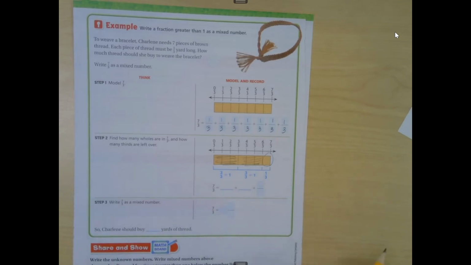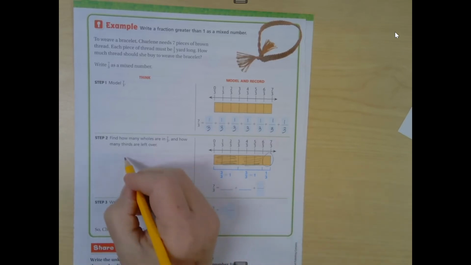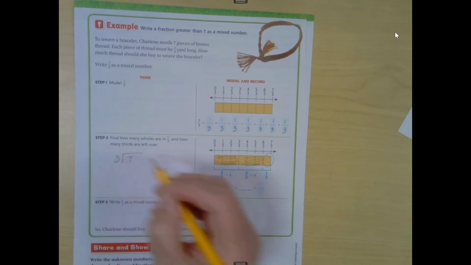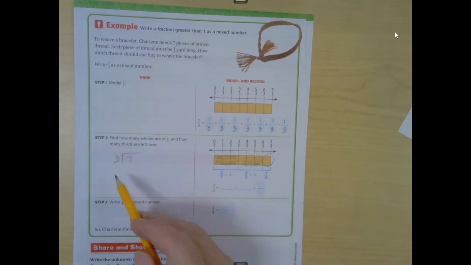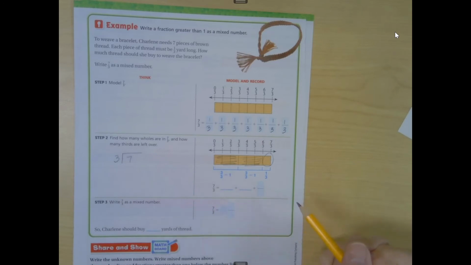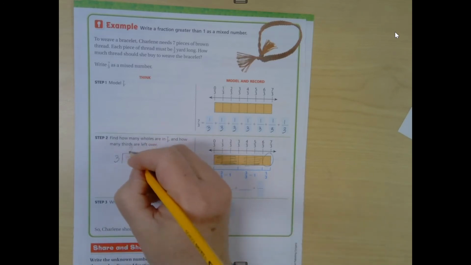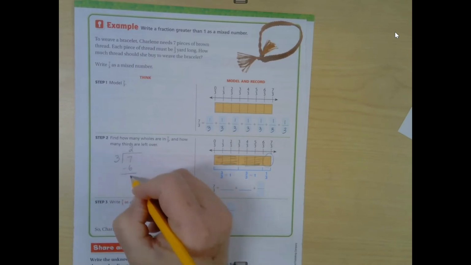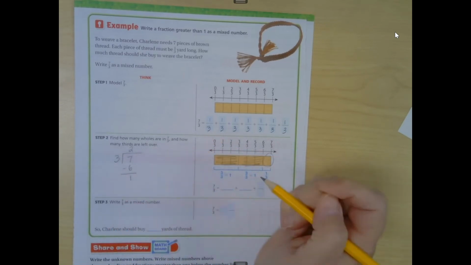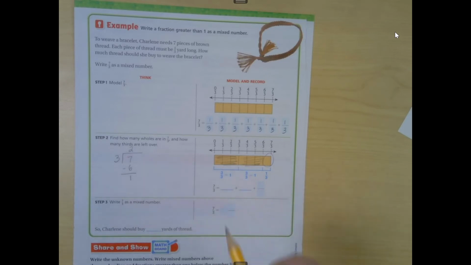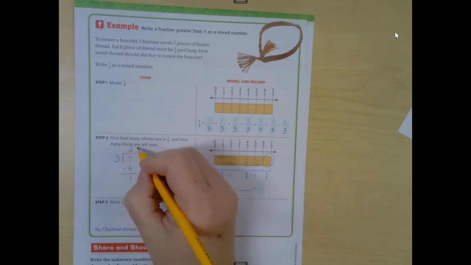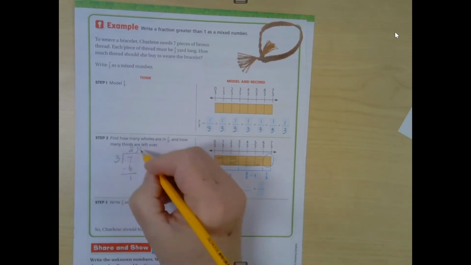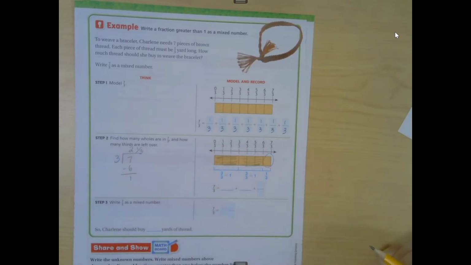I'm going to show you another way to do it. This is also 7 divided by 3. Okay, how many times will 3 go into 7? 2 times. 2 times 3 is 6. I subtract and I get a remainder of 1. But instead of writing R1, we're going to put that remainder over the divisor. So that is 2 and 1/3.